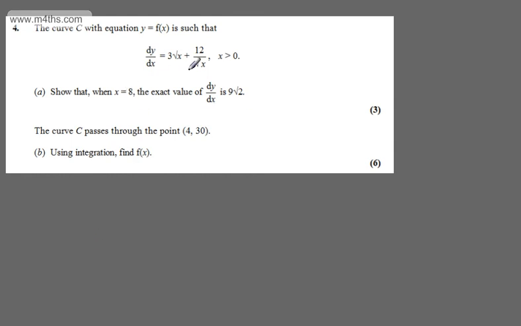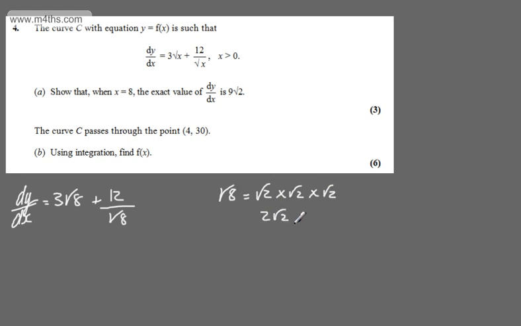So all we're going to do is substitute in x is equal to 8. So we can write that dy by dx, the gradient function or first derivative, will be 3 lots of the root of 8 plus 12 over the root of 8. I'm just going to write to the examiner now that root 8 could be written as the root of 2 times by the root of 2 times by the root of 2, which now simplifies to give 2 root 2.